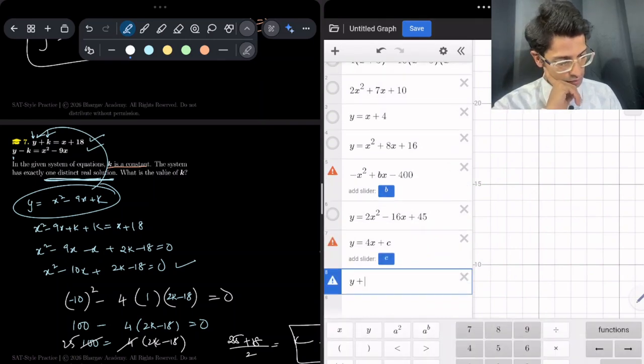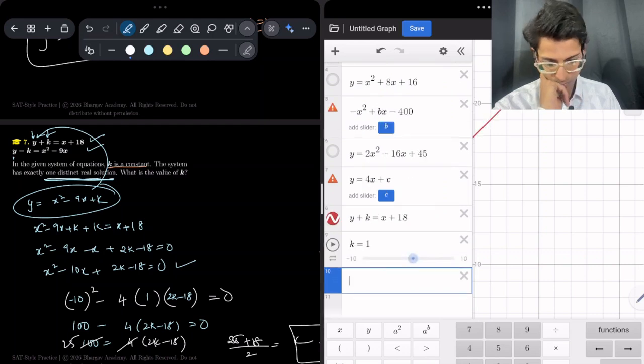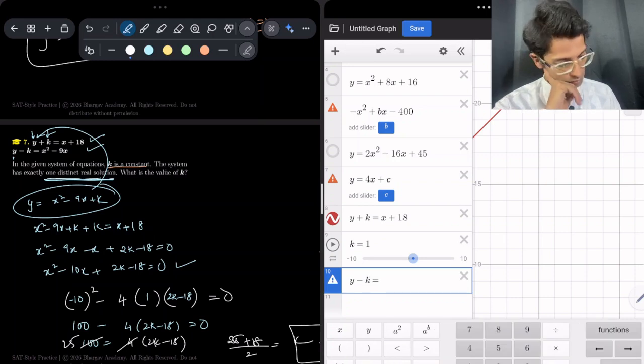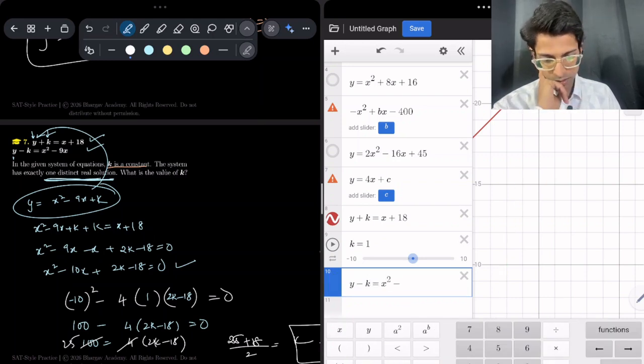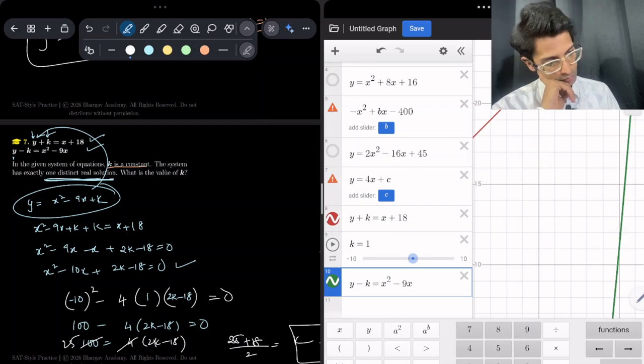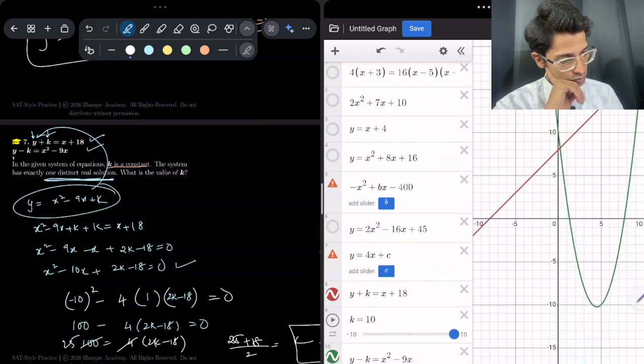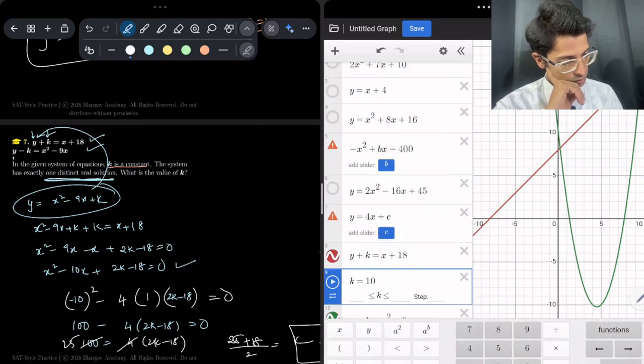Let's see which one is faster. Y plus k is equal to x plus 18. Y minus k is equal to x square minus 9x. And then what I should do, I should make sure that both these equations have only one. I have to extend this to 100.